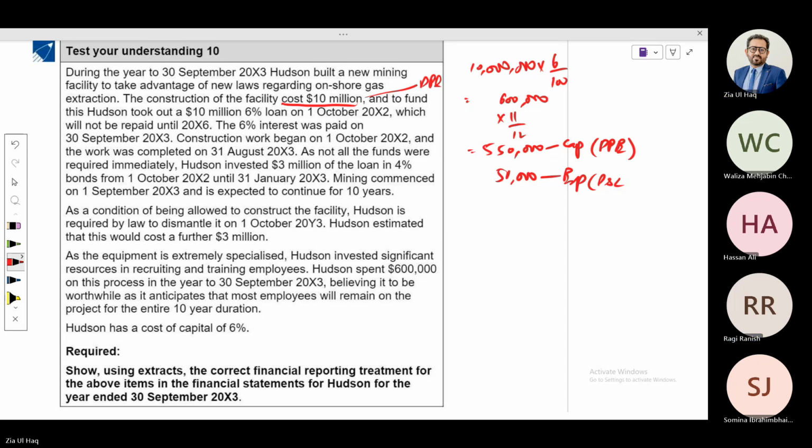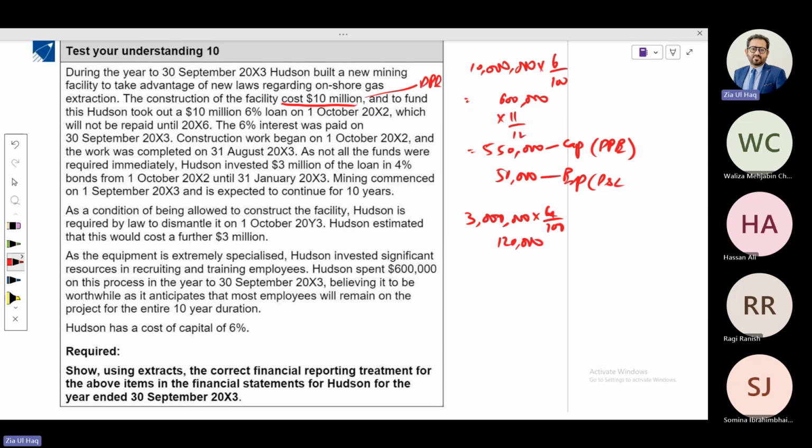Is that fine? As not all the funds were required immediately, Hudson invested 3 million of the loan in 4% bonds from 1st October 20X2 until 31st January 20X3. So he invested how much? 3 million. At the rate of what? 4%. How much is the total investment income? 120,000.